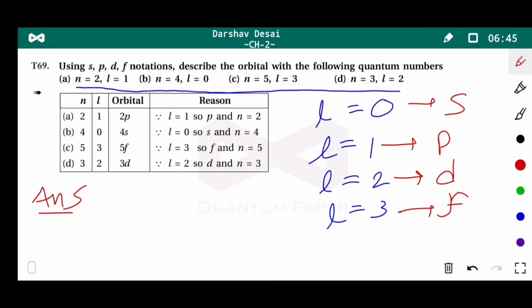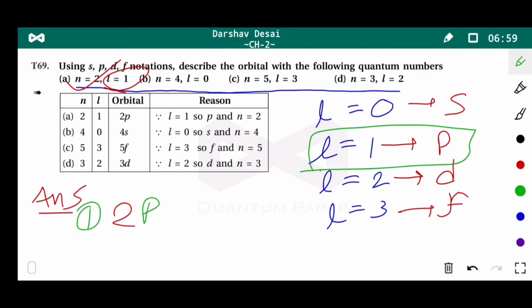1 marks question. So n is equal to 2, first question, n is equal to 2 means 2 and l is equal to 1. Here l is equal to 1 means p orbital. So here answer is 2p. First answer is very clear, 2p. Okay, so notation is 2p orbital.